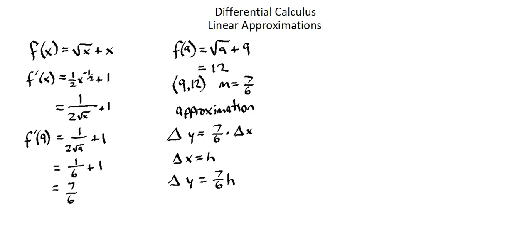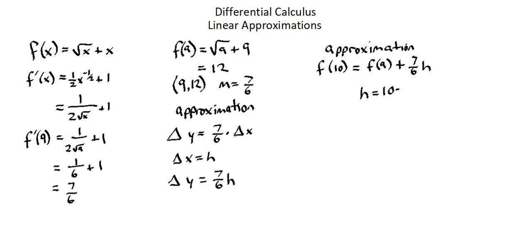Now let's see if this approximation is in fact accurate. Let's now apply the approximation to an actual estimate of a new output, or a new y, based on a new input or a new x. So let's test with an input value of 10. So according to my approximation, the input value of 10 is going to produce an output that is equal to the output for the function of 9 plus 7 over 6 times h. And h is my change in x, which in this case is a new x of 10 minus an old x of 9, which gives me 1.